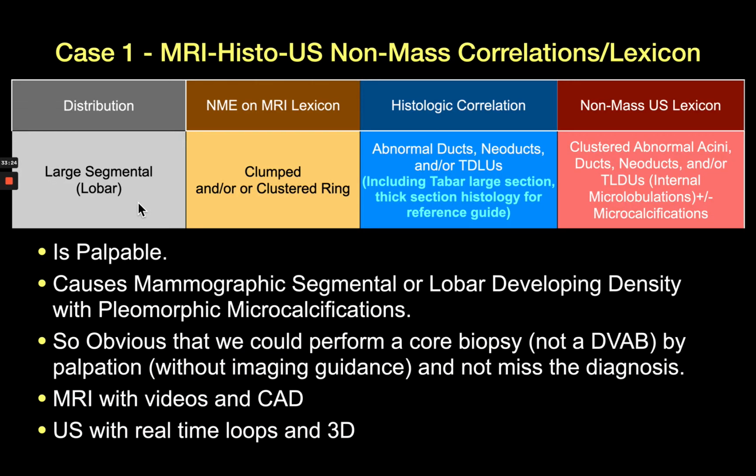So this case 1 is a large segmental distribution of clumped and clustered ring enhancement on MRI. It's going to show clustered abnormal acini, ducts, neoducts, and/or TDLUs with or without microcalcifications on ultrasound. And the bridging histology is going to show abnormal ducts or neoducts and TDLUs.